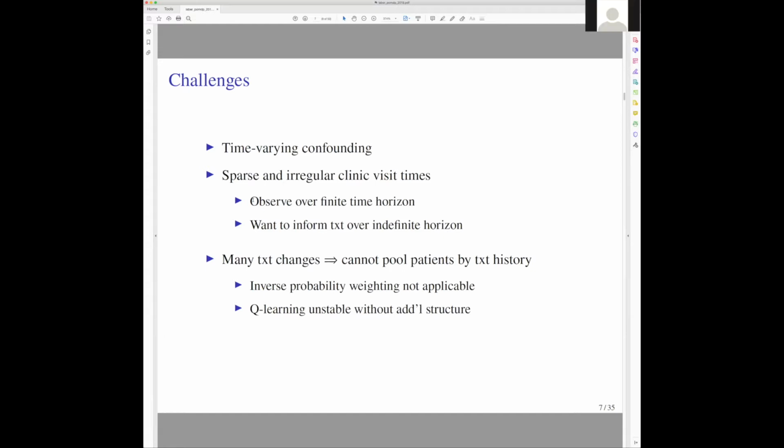lot of these patients. There's a lot of treatment changes and dose changes, and so we can't pool patients by treatment history. As I mentioned, there would be one patient per group if we did that. And so what that means is you can't naively apply something like inverse probability weighting, which has indicators for each possible treatment history. And Q-learning is unstable unless you have additional structure, which I'm going to talk about next.